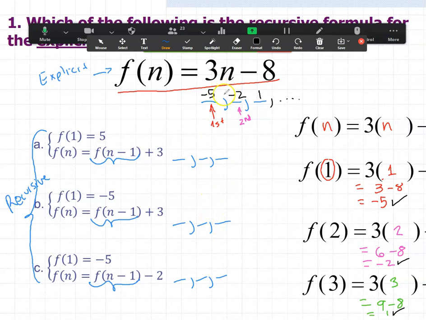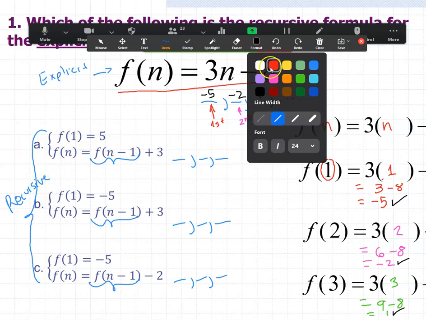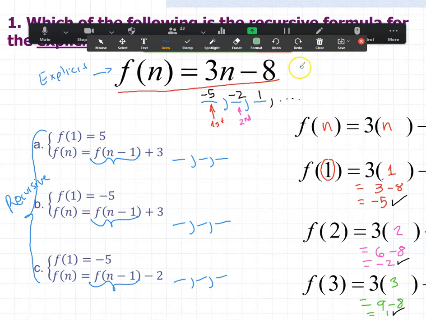So now that I did my work for the explicit, now I gotta do it for the recursive. The good thing about recursive is that you could do some mental math here, and they give you the first number. So on A, let's see if the answer is A. F of 1 equals 5. That means that the first number on my sequence is 5. And you could already see that A is not going to be the answer, because it doesn't match. It's not going to be A.